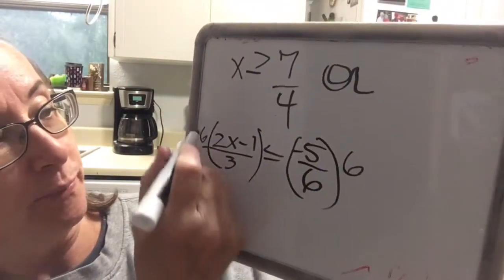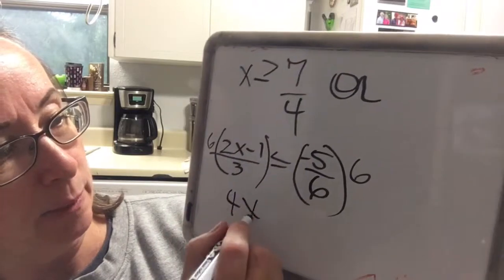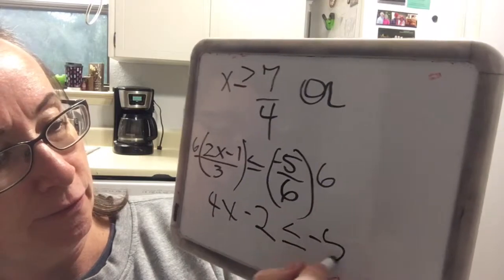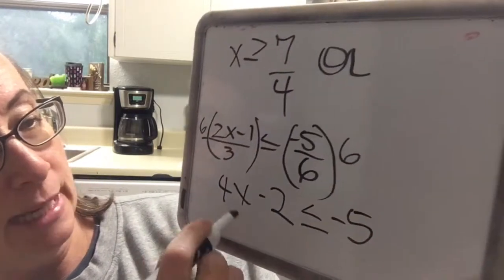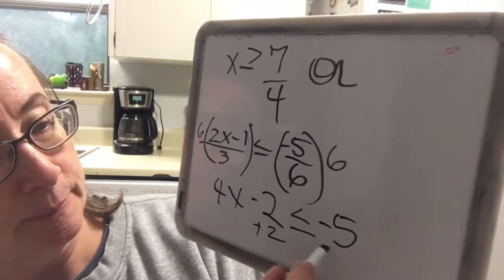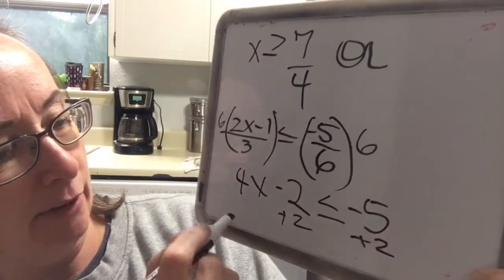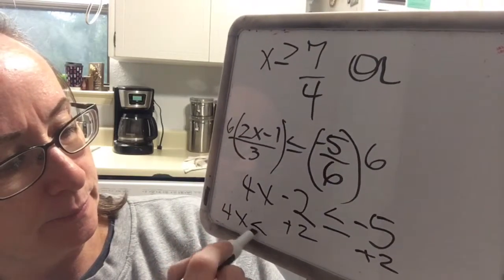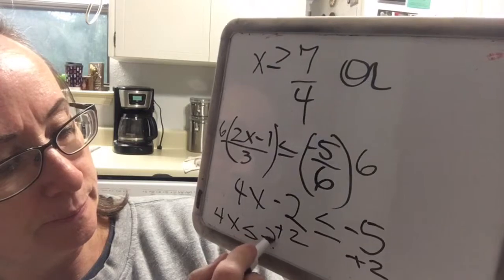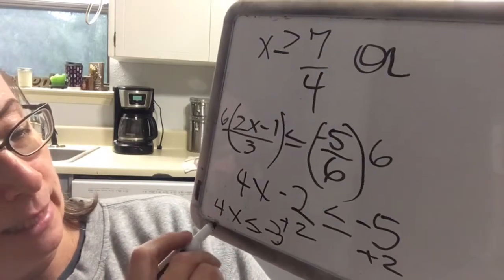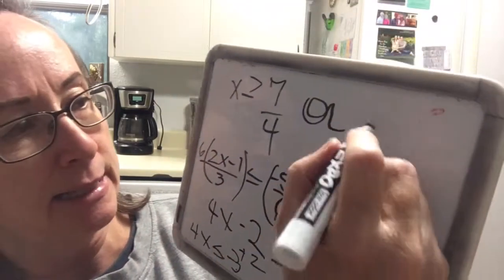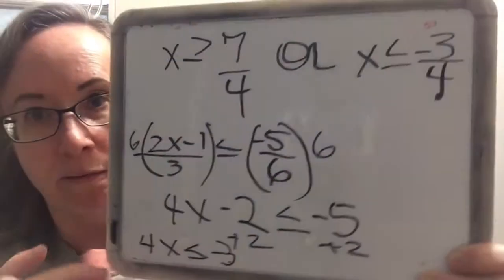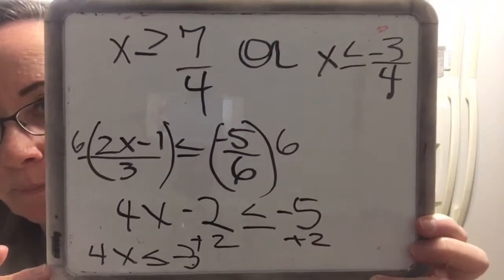This one becomes 4x minus 2 is less than or equal to negative 5. Then I'm going to add the 2 to get rid of it. So now I have 4x is less than or equal to negative 3. Then when I divide by 4, I'm going to get x is less than or equal to negative 3/4. So there's your second board.